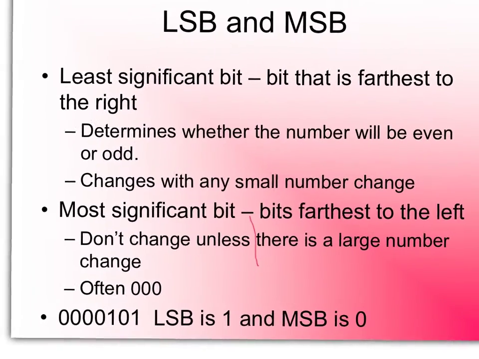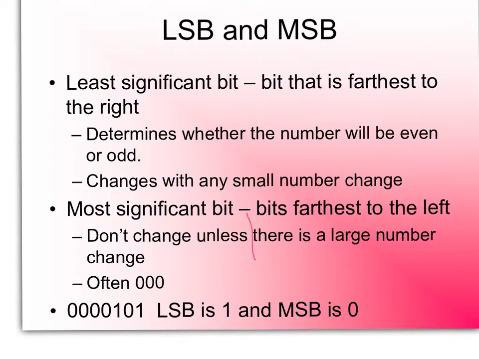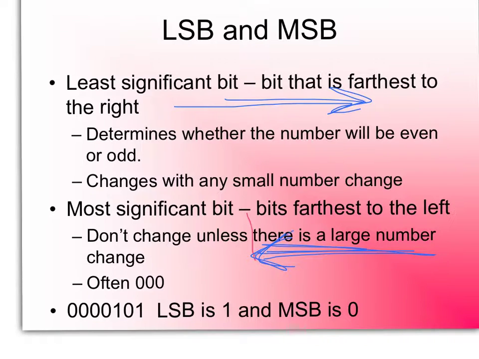When talking about our coding system, 2 terms we need to know and remember are what we call the least significant bit, and this is the one that's furthest to the right, and this determines whether the number will be even or odd. And this is going to change frequently depending on any small change in the number. The most significant bit is the farthest to the left, and this is the one that changes the least often. And you often see those far left values, all 0, 0, 0. Those are our most significant bits, and then here's our least significant bit as our 1 there.